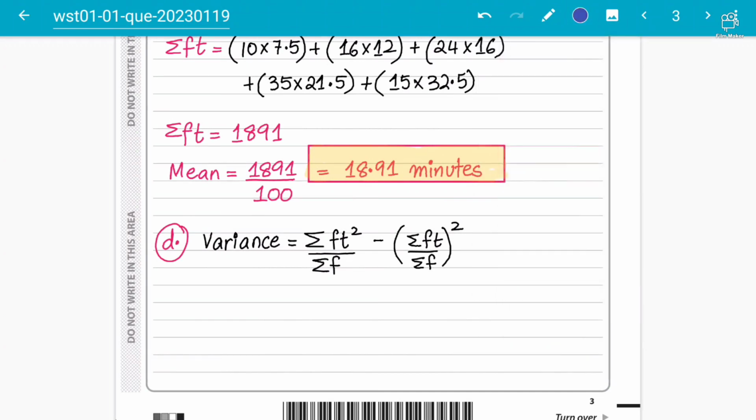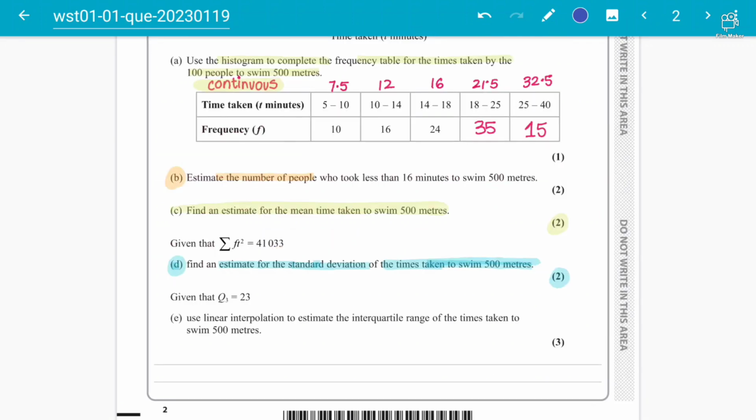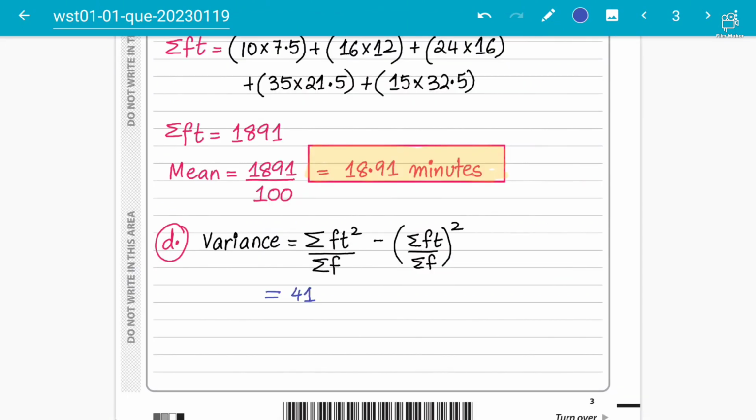So let's put in the formula for the variance. We already know the value of the summation of ft square. That is 41,033 divided by 100, and you have minus the mean, 18.91, squared. Whatever answer you get is going to be the variance. Okay, my bad, it's going to be variance. So it's coming as 52.7419 as the answer for the variance.